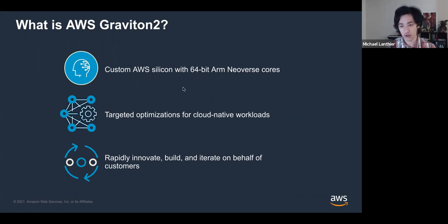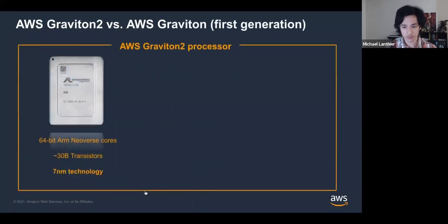Building our own processor has allowed us to innovate on behalf of our customer and really focus on the performance and cost benefits that our customers look for when running workloads on AWS. So how does this Graviton2 processor differ from our original first generation Graviton processor?